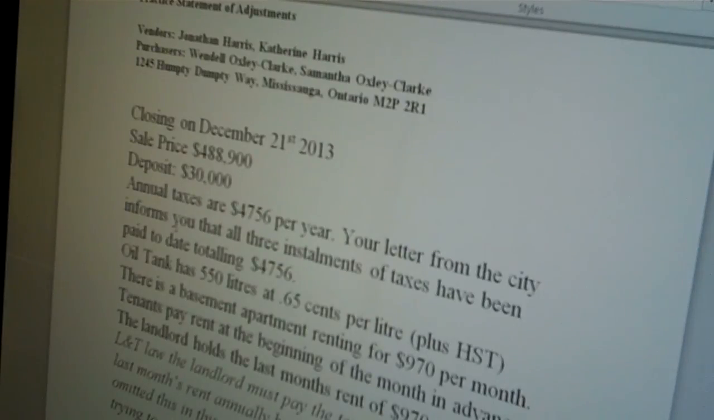Our clients have put down a deposit of $30,000. Do we have to adjust for this? Yes, of course, because it's been paid into the real estate account for the vendor usually. And so we don't want them to have to pay the deposit again, so obviously they don't have to come up with the $30,000. And when we work out the balance due on closing, it's going to be $488,900 minus that $30,000. But we've got to adjust for other things like the taxes.